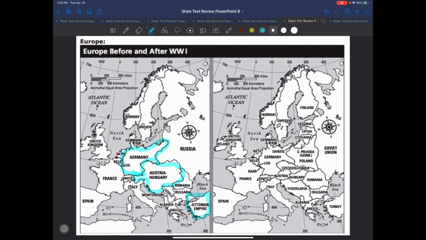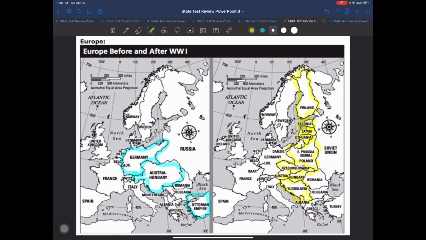And you can see that the map looks drastically different afterwards. So I'm going to change my colors here. So here's Poland that I was talking about, and Czechoslovakia. You can see Austria-Hungary is broken up. We get the country of Yugoslavia. We'll get Finland up here. These little countries. So you can see the geographical makeup of Europe changes drastically.